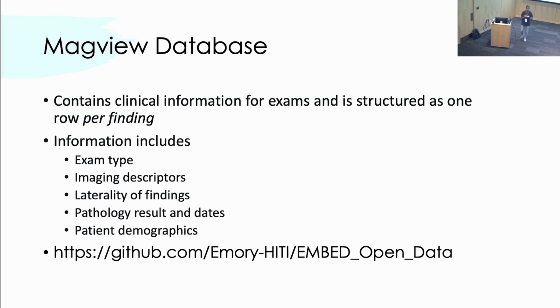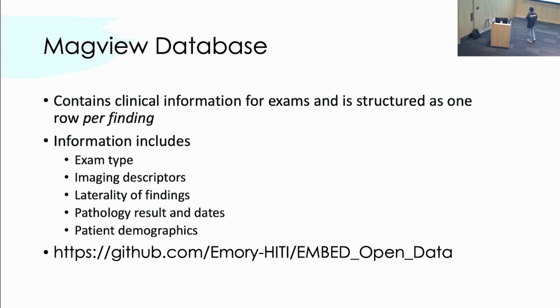MagView contains everything that the radiologist said about the exam. Okay, so MagView contains one row per finding. So if it's a screening study and the radiologist saw something in the left breast, there will be a row in MagView that contains everything that the radiologist said about that exam, whether it was a calcification, whether it was a mass, what was the BI-RADS score, if it was biopsied, what was the pathology, what's the breast density. It's all the clinical information about the exam, okay? What table is that? MagView, good.